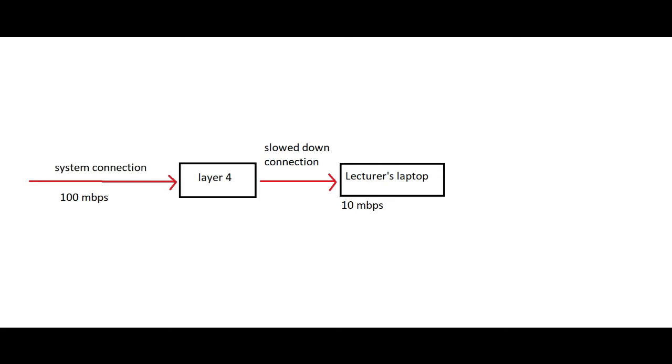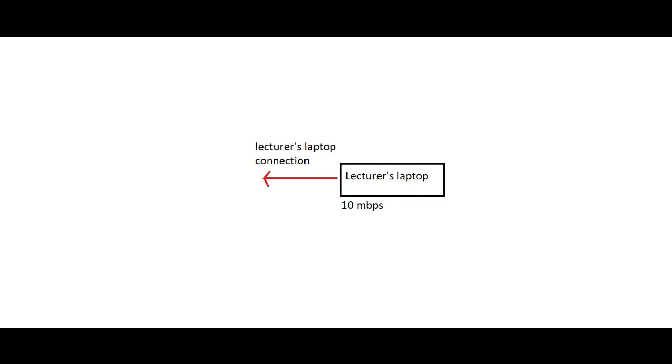For example, the system connection may be able to handle 100 Mbps, whereas the lecturer's laptop connection can only process 10 Mbps. Layer 4 can detect that and the server slows down the data transmission, so nothing is lost by the time the system receives it. But when the system sends data back, the server can increase the transmission rate to improve performance. Lastly, Layer 4 performs error checking.